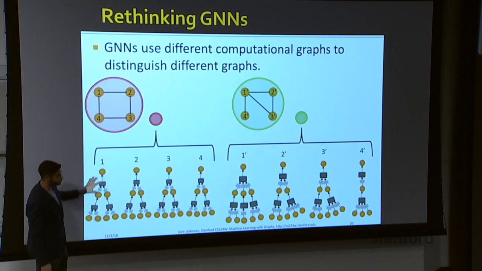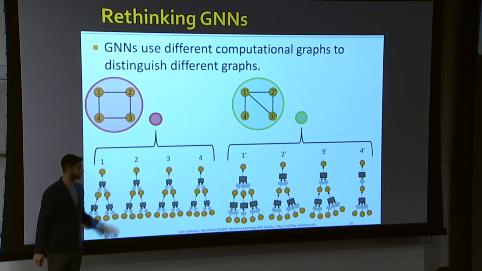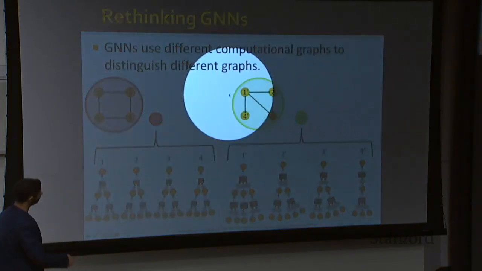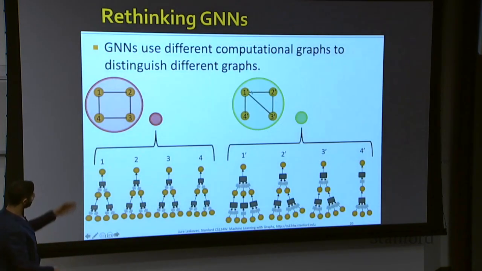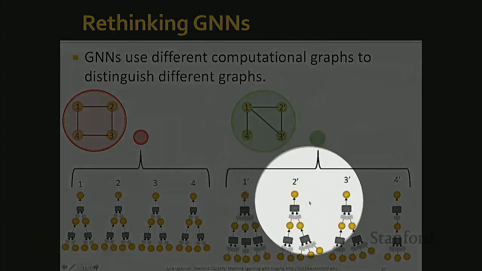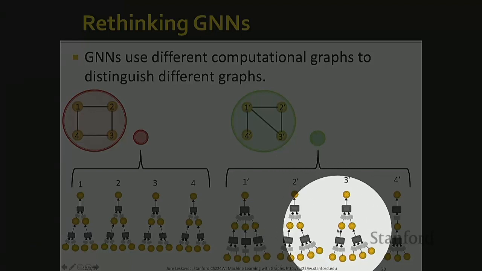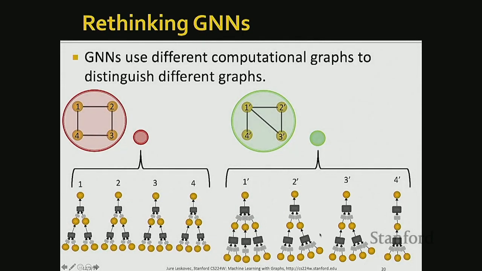There is no way for a GNN to understand that these nodes are different. Conversely, if we go on the right and we talk about our green graph, then our nodes 1 prime, 2 prime, 3 prime, and 4 prime will have slight differences. So even if the node features are exactly the same, the shape of our computation graph will be different, okay? So how can we leverage the fact that the topology of the computational graph will be different? How can we use this to distinguish that these two graphs are different?